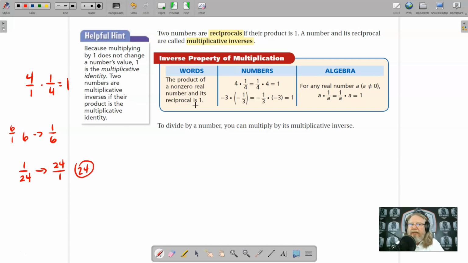However, if it's positive, you want to leave it positive. If it's negative, you want to leave it negative. Now, there will come a day where there will be a process of taking the reciprocal, that is saying flip it, and then make it a negative or make it a positive, the opposite of whatever sign it is. We would call that the opposite reciprocal.